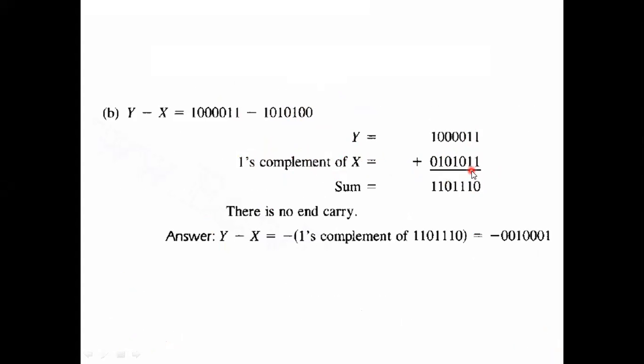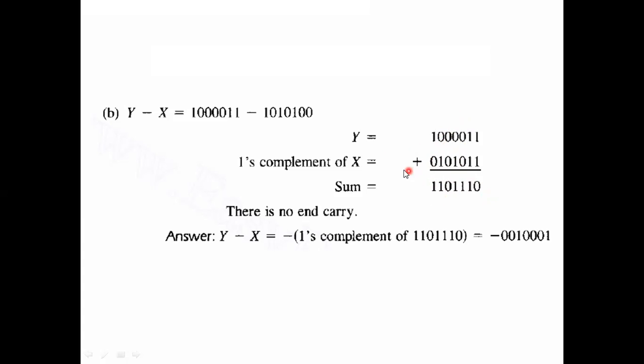Okay, 1 plus 1 means sum is 1, carry is 1. So 0 plus 0, 1 carry is already there, so 1. 0 plus 1 is 1. 0 0 0. 1 0 1 1. 1 0 1. So this is the sum. Here no carry will be there. Okay, no carry will be there.